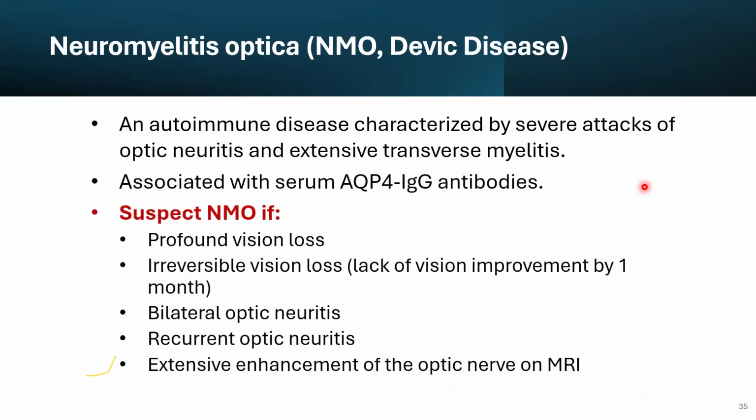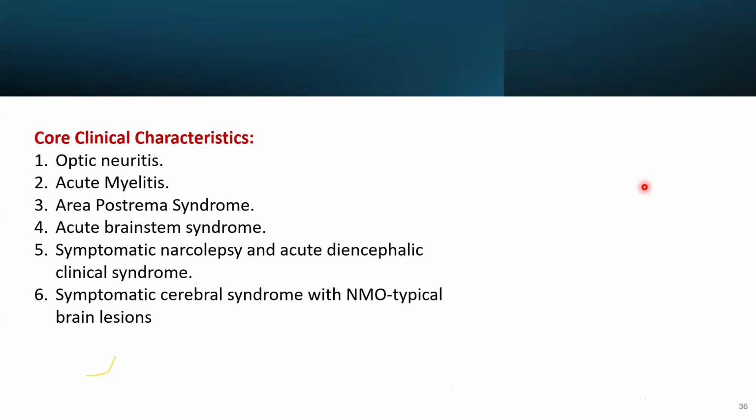And when to suspect NMO? If the visual loss is profound, severe visual loss, or lack of improvement by 1 month with steroid, or the optic neuritis is bilateral, it's recurrent, or when you do the orbital MRI, you see extensive enhancement. In the previous example of MS, we saw a short segment of enhancement, but NMO will have more than 50% of the optic nerve enhancing. So those are the core clinical characteristics of NMO.